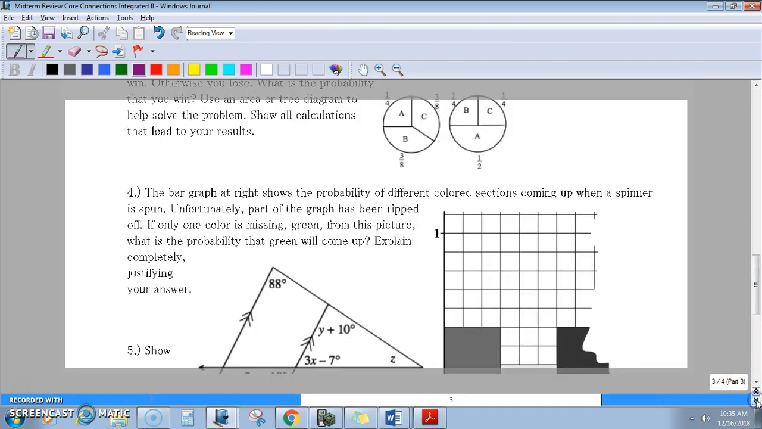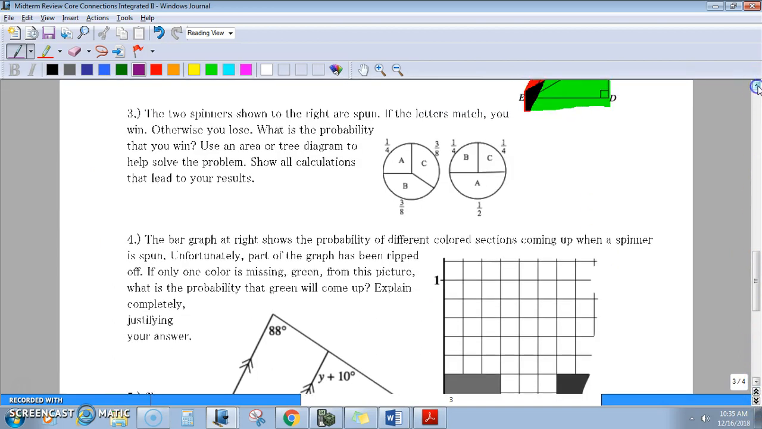Okay. Let's take a look at this one. So remember, the easiest way to do any probability, in my humble opinion, is the area model. So in this case, I'm going to do spinner number 1 on the top and spinner number 2 on the left-hand side. So we have A, B, C, and A, B, C.